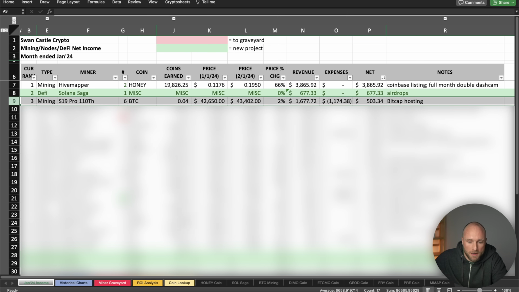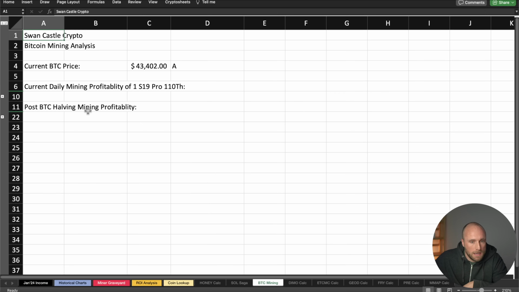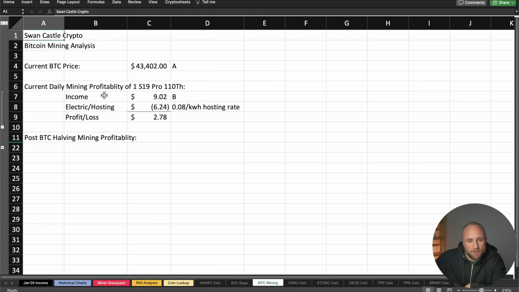down these Bitcoin miners. I did a calculation of what I need the price to be. So today on January 30th, we're trading at $43,402. Here's the current profitability based on today's price and the 8 cent per kilowatt hour electric rate. You're looking at a profit of $2.78 per miner per day.